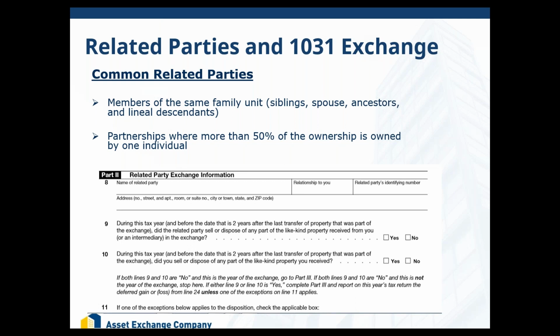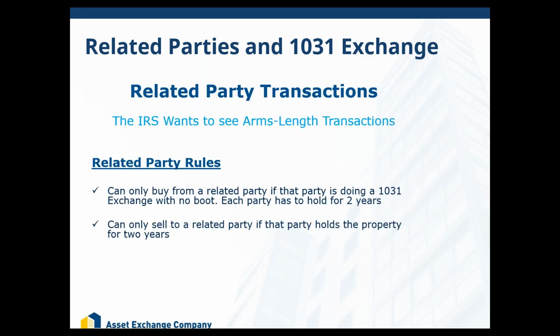The IRS is looking for an arm's length transaction when it comes to 1031 exchange, okay? You can only buy from a related party if that party is also doing a 1031 exchange with no boot, and we're going to talk about what boot is in a minute. And then each party is going to have to hold on to their respective properties for at least 2 years. You can only sell to a related party if that party holds on to the property for 2 years.